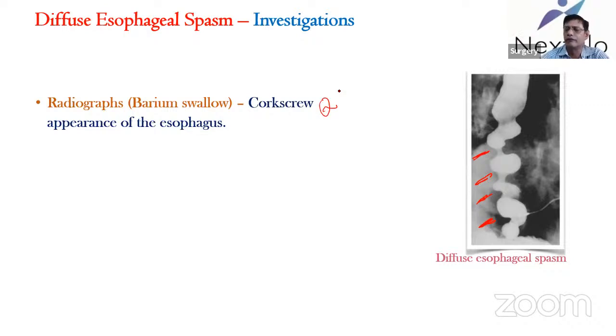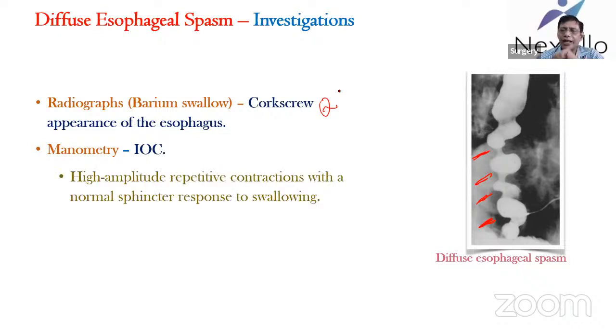An important question for us. The diagnosis is going to be made by manometry, as we have to check the pressure, whether there is a contraction or not, or is there any other specific pathology. Manometry is the investigation of choice. The finding of manometry is a high amplitude repetitive contraction with a normal sphincter response to swallowing.